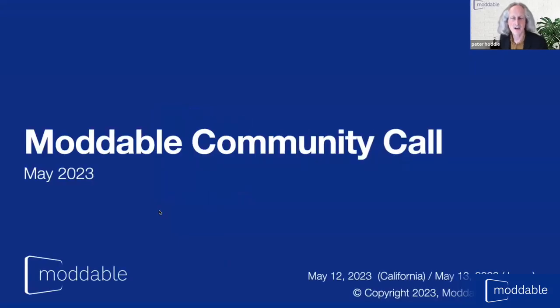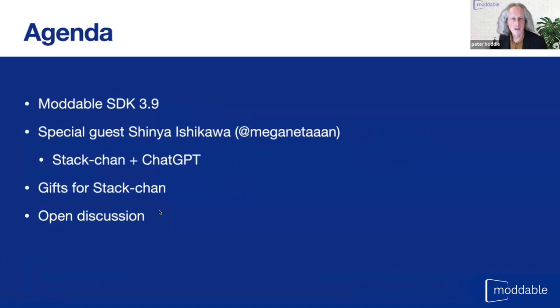So welcome. This is the May community call. We have a really nice agenda, actually. I'm very happy about this. We'll, as usual, talk about the Moddable SDK, the most recent update, which is 3.9. Then we'll have our special guest, Ishikawa-san, talk about some of his really great work recently on StackChan to integrate ChatGPT. I've had a chance to look at that, and it's really impressive stuff. He's also going to talk a little bit about why he's building on the Moddable SDK, which I think is really interesting.